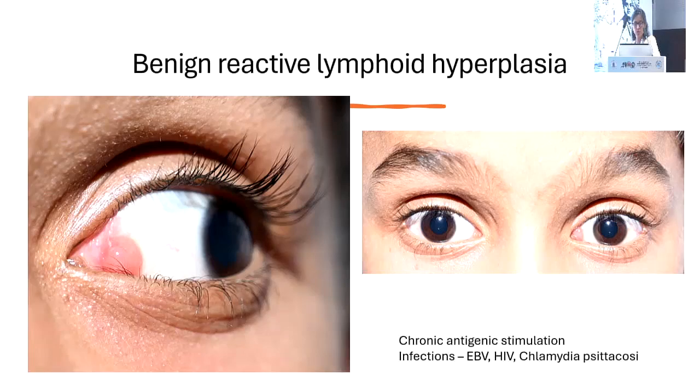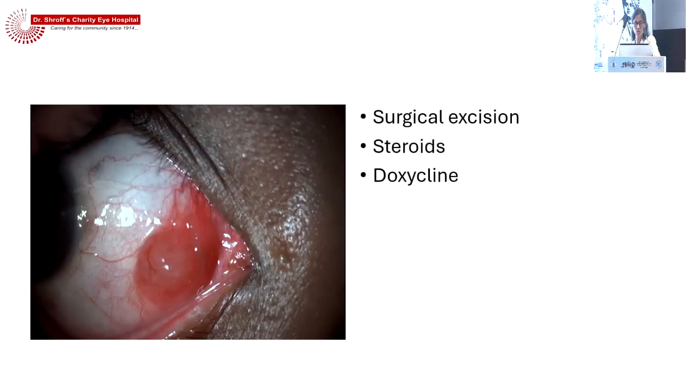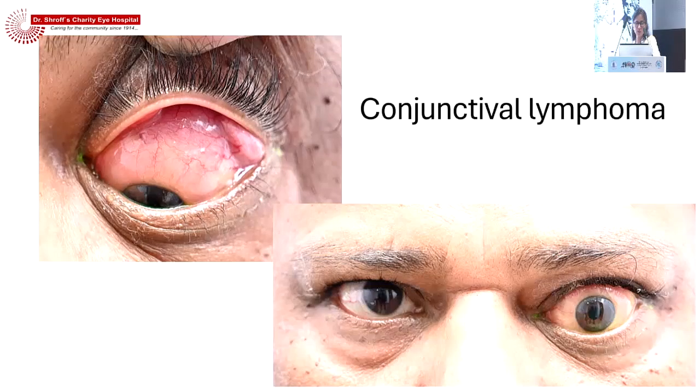Otherwise, topical steroid for smaller lesion, asymptomatic lesion, and for a slightly bigger lesion like this, which was visible cosmetically and symptomatic also, we can go for surgical excision, do a good histopathology to confirm the diagnosis, and treat accordingly.